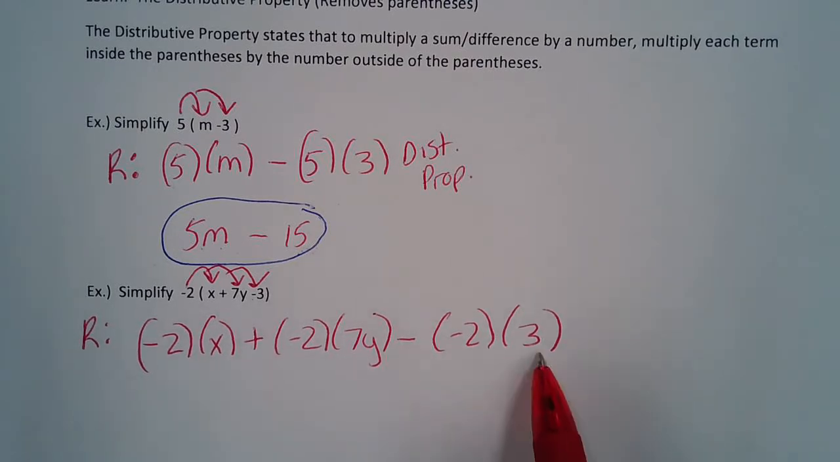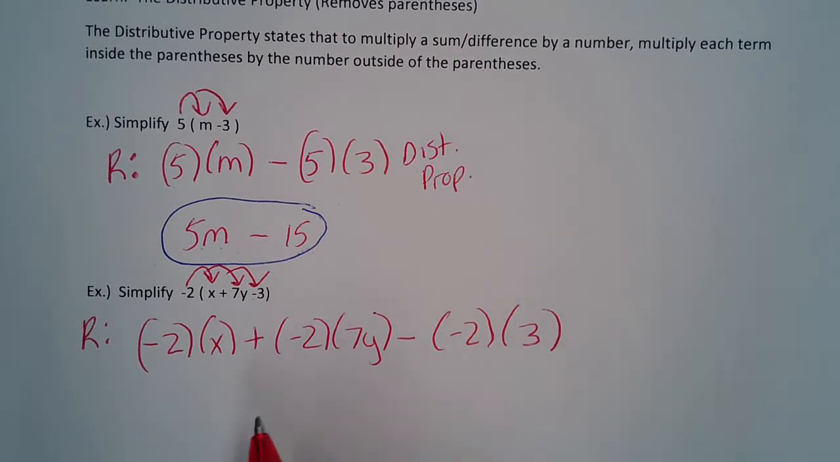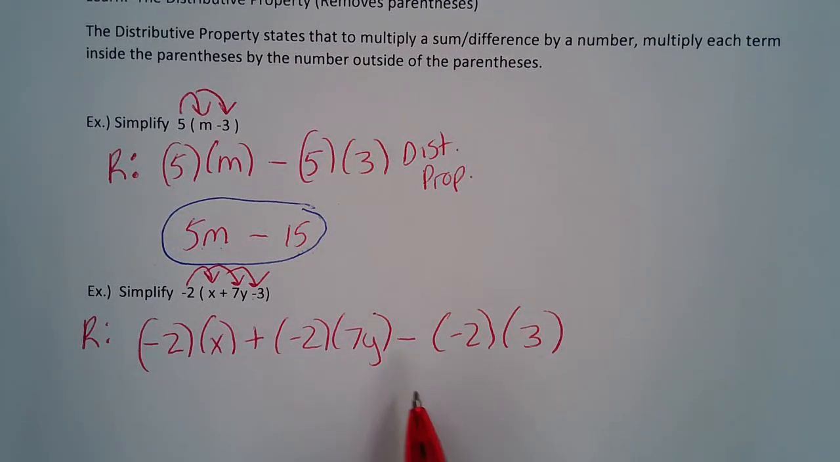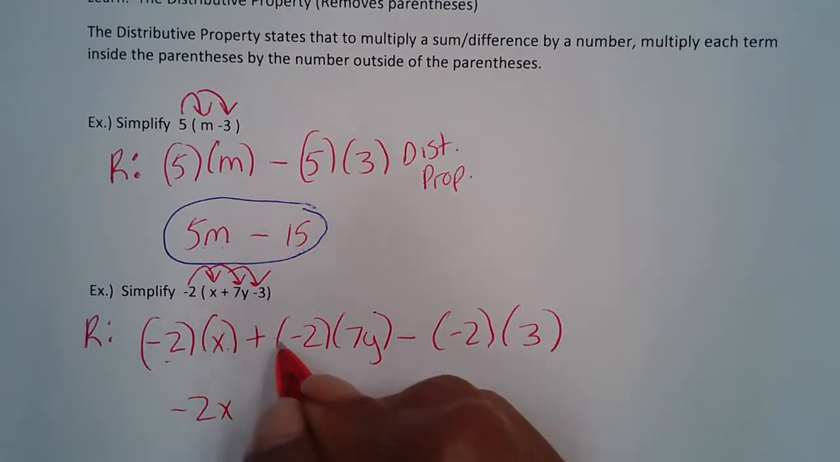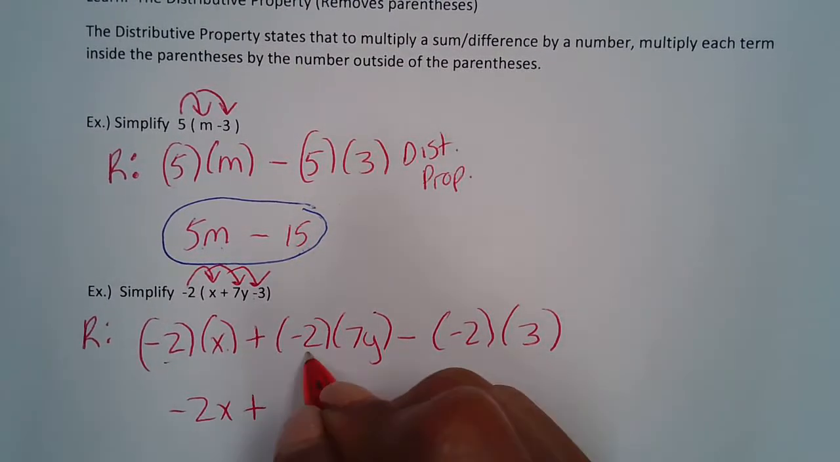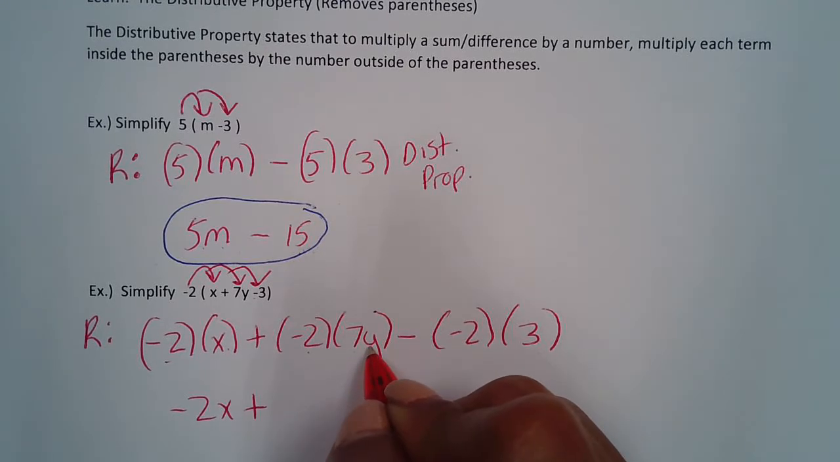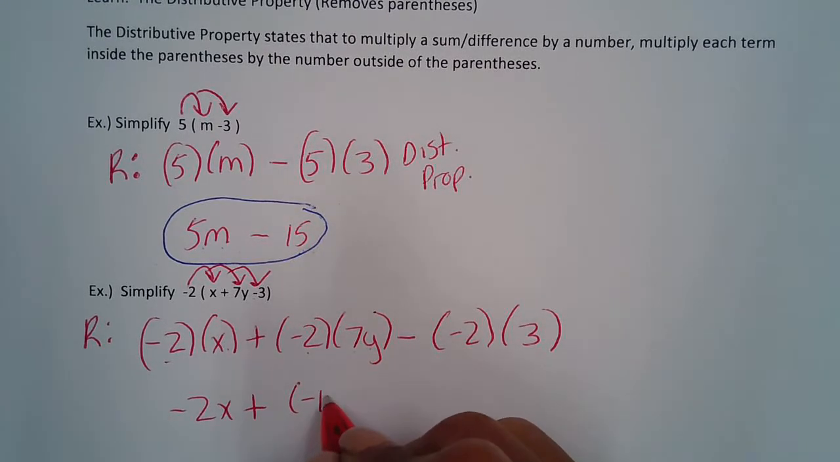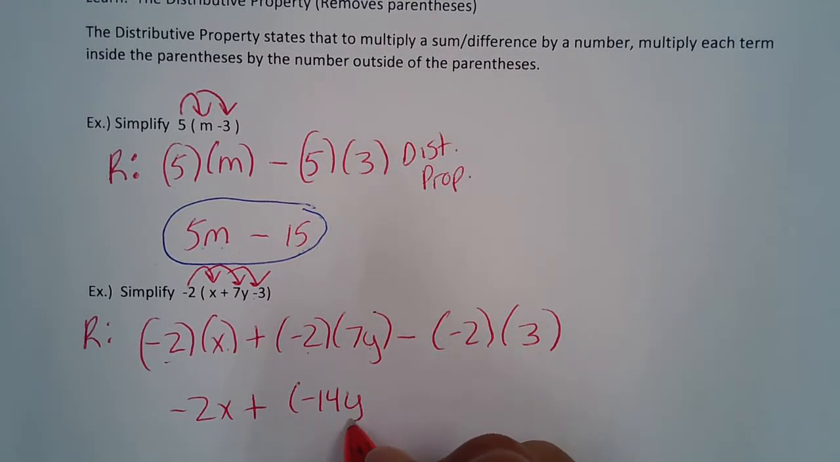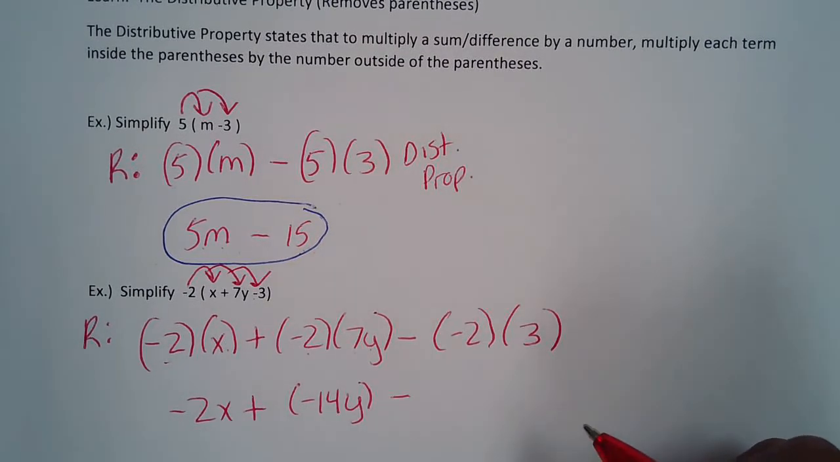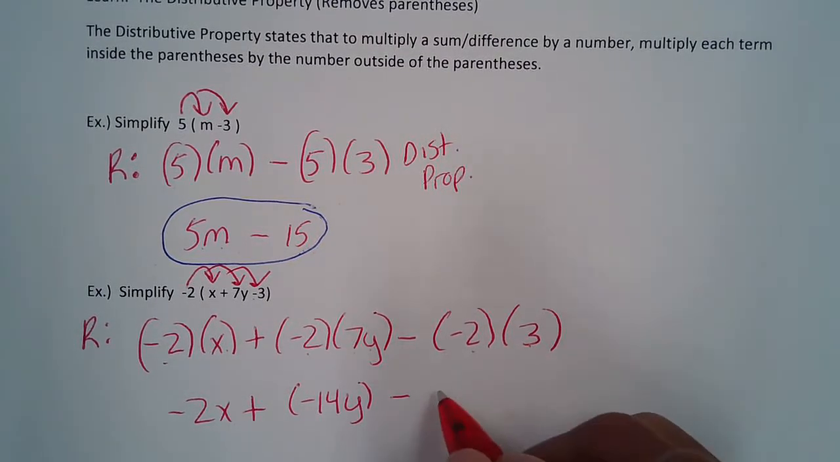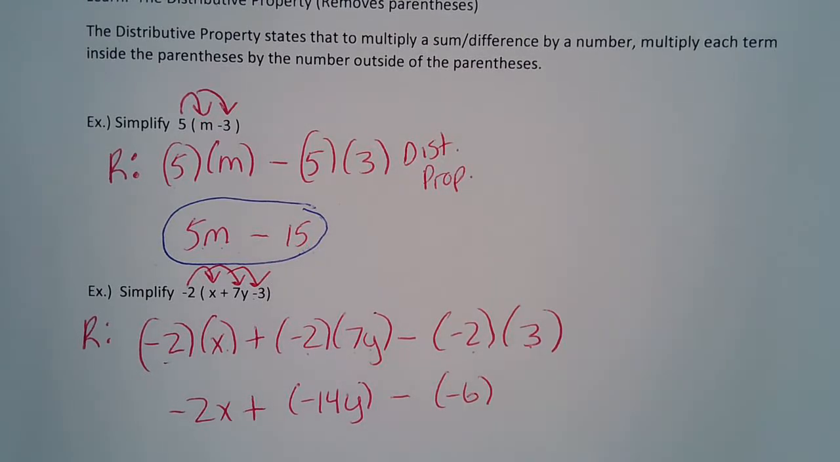All right, so now I've used the distributive property, and I'm going to multiply. -2 times x gives me -2x. Bring down my plus sign. -2 times 7y gives me negative 14, I'm sorry, negative 14y. And then I'm going to bring down my subtraction sign. And negative 2 times 3 gives me negative 6.